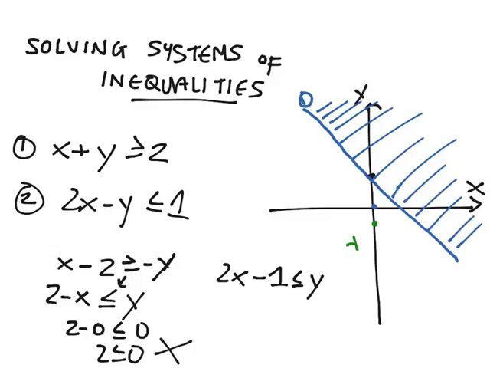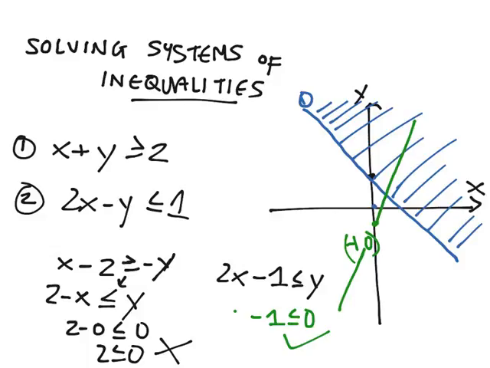If we plug the same point into the second inequality, we have 0 minus 1 is less than or equal to 0. This is true. So we know the point 0, 0 must be included in the area for the second inequality. So the solution to the second inequality is the area to the left of the line.